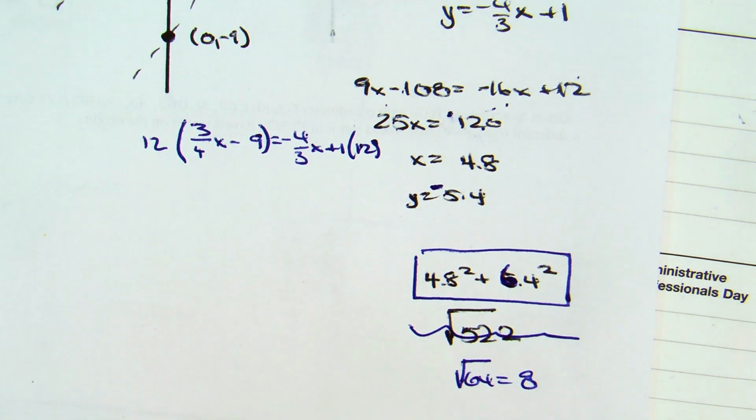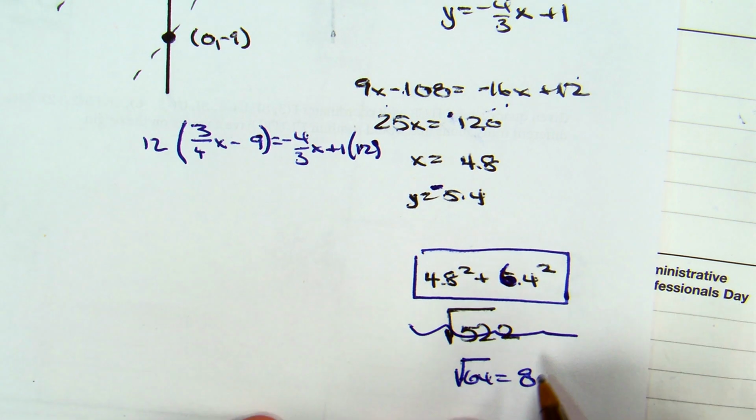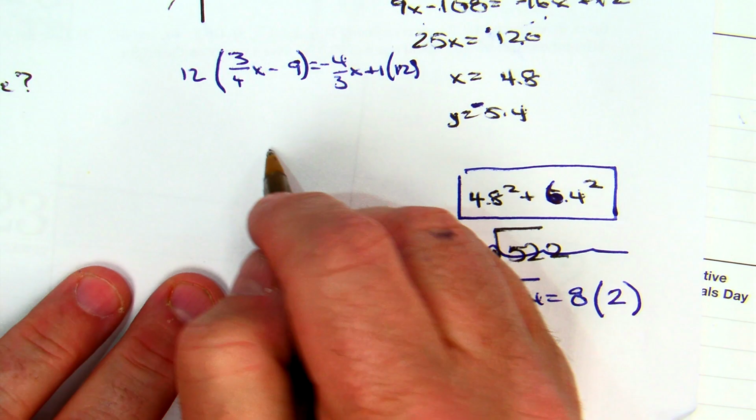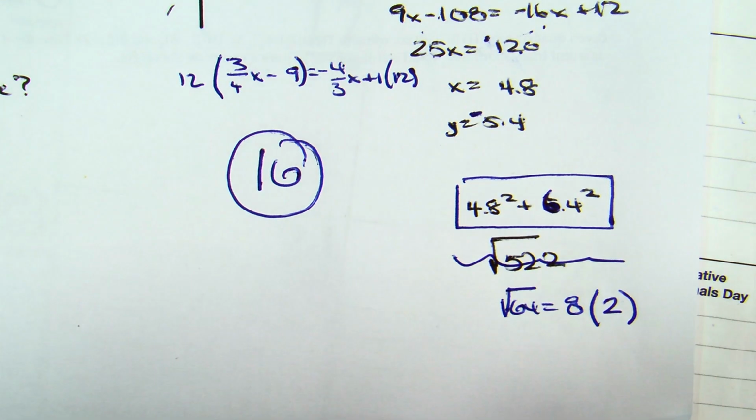But remember, when we do a double reflection, the distance it travels is the distance between the lines times 2. So I got to take the 8 and multiply by 2. What's 8 times 2? So my final answer is 16.